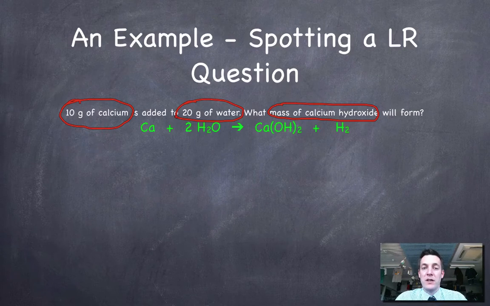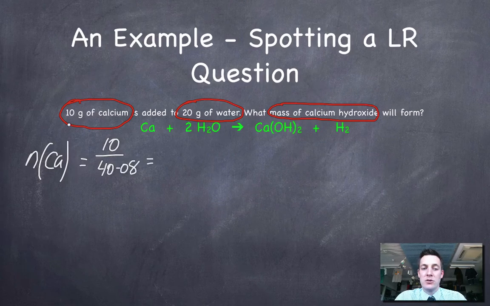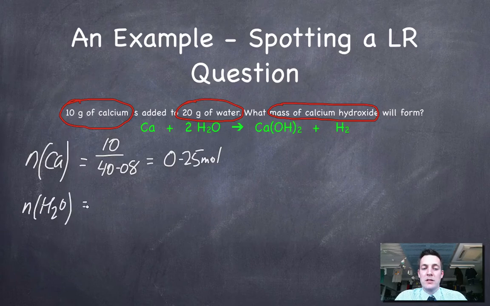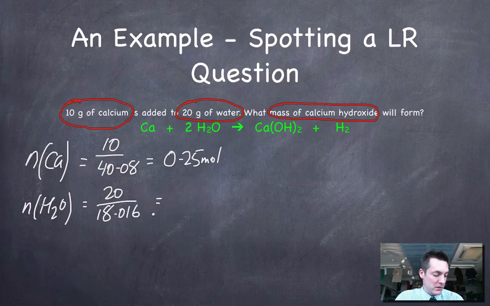First thing I have to do here is find the number of moles of both of these. So the number of moles of calcium is equal to the mass divided by the molar mass, which is 10 over 40.08, and to 2 significant figures, that's 0.25 moles. How many moles of water? The number of moles of water is equal to 20, which is the mass, divided by the molar mass, which is 18.016. I'll do that one in my head, so I wrote down the answer, and that's 1.11 moles. I'll do that in my head because it's just 1 1/9, but anyway, strictly speaking that should be 1.1 moles to two significant figures.